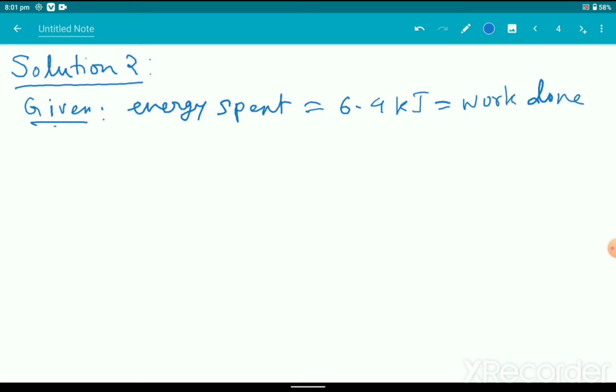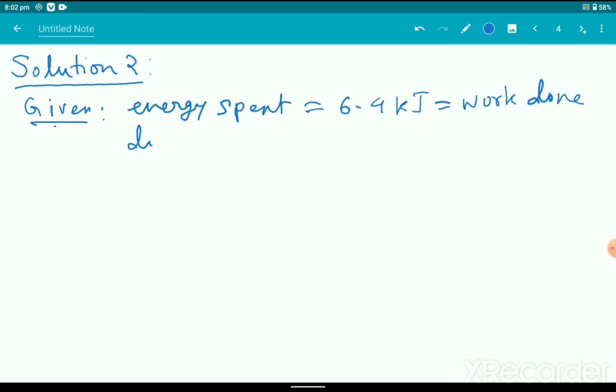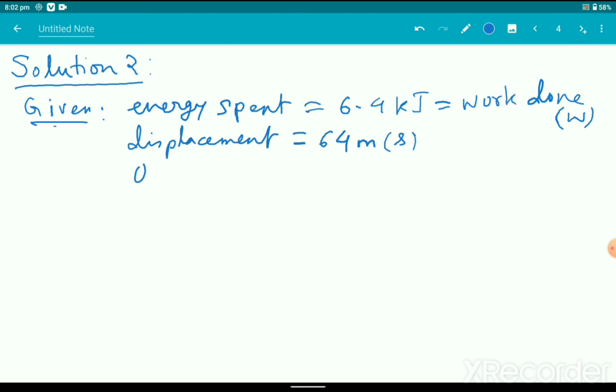And what is the displacement? The displacement is 64 meter in the direction of the force. So we can consider this to be the work done W, and this to be the displacement S. Now, since it is in the direction of the force, the angle theta will be 0 degree. So the first part of the problem asks what force has been applied.